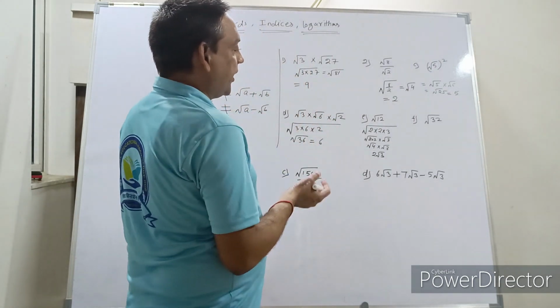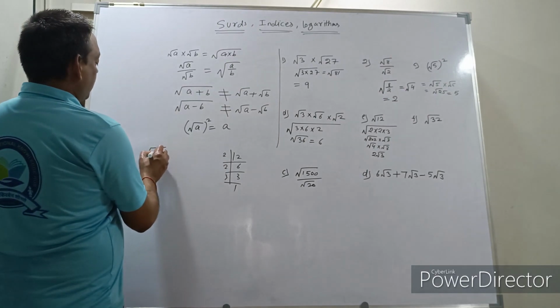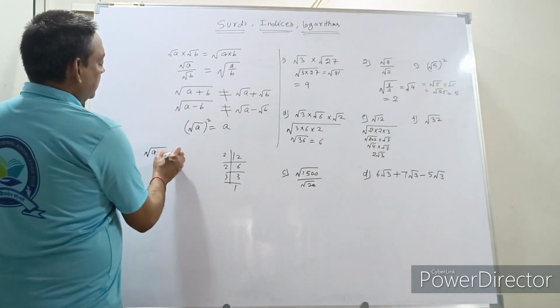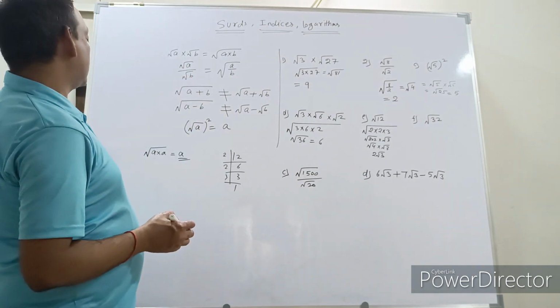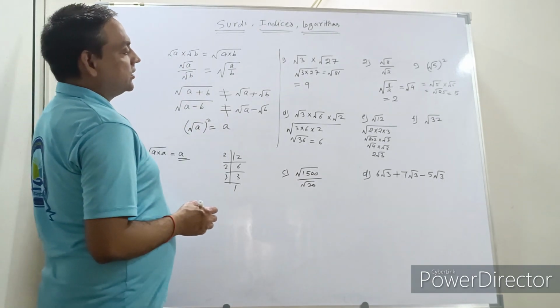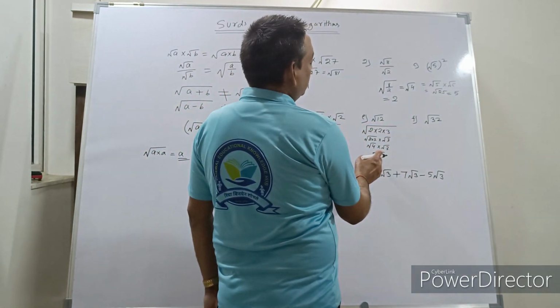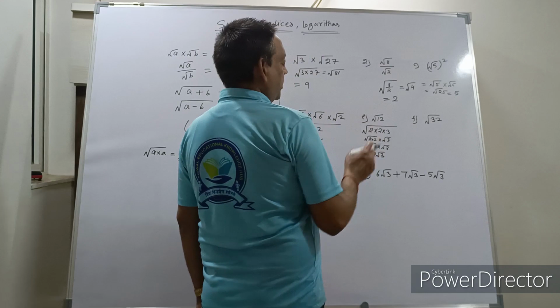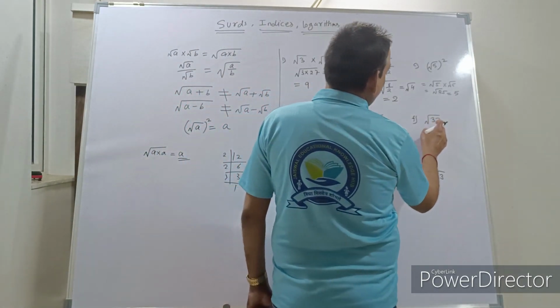Whenever inside the square root there is a into a, the answer is a. Square root of a into a, the answer is a. So square root of 2 into 2, the answer is 2. So 2 into root 3. Same way, root 32.